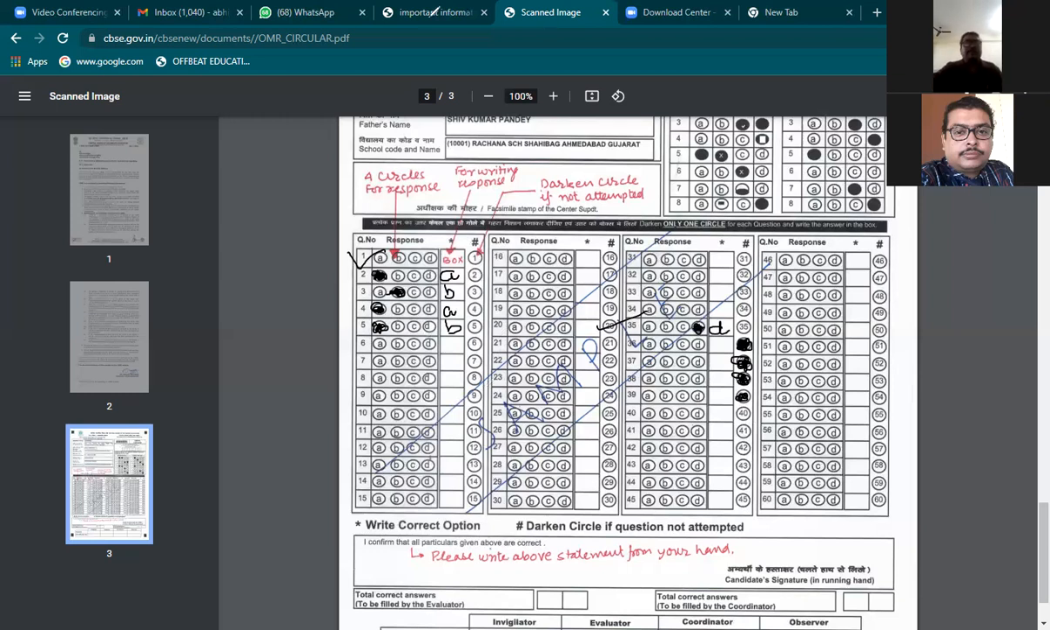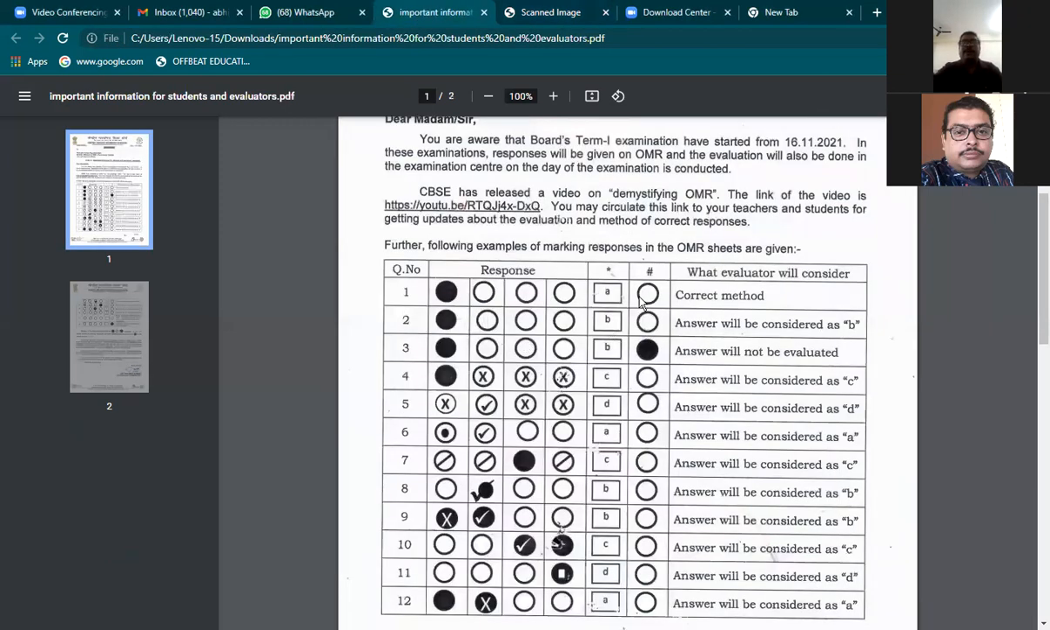Got my point? I am just showing you another circular, so you can have that idea. This is the circular of CBSE. You can see the correct method. For the question, A, B, C, D, darken the A and write A in the specified box. That will be the correct method.